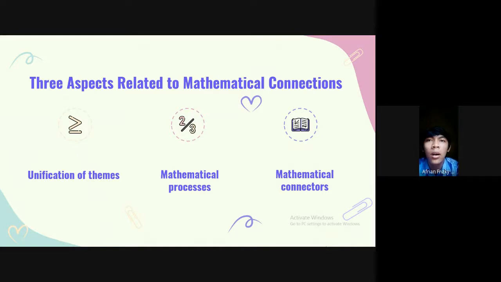And for the second is mathematical process, including representation, application, problem solving, and reasoning. These four categories of activity will continue as long as a person learns mathematics. And the third is mathematical connectors, which are function, matrix, algorithms, variables, comparison, and transformation, mathematical ideas that become links when studying mathematics topics with a wide spectrum.